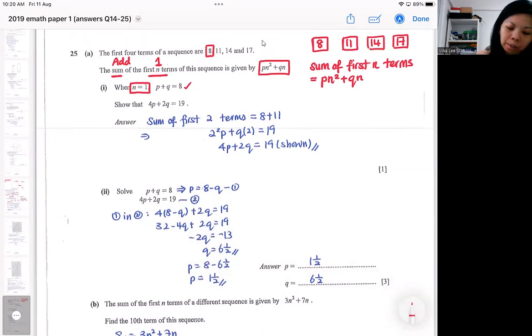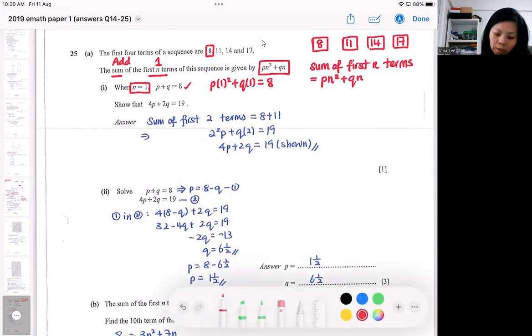And how do we get the p plus q? When n is equal to 1, you will get this. Because you are only adding up one term, you got 8. That's how the equation comes about. So you are supposed to show 4p plus 2q equal to 19.